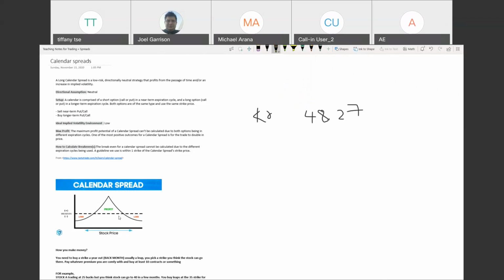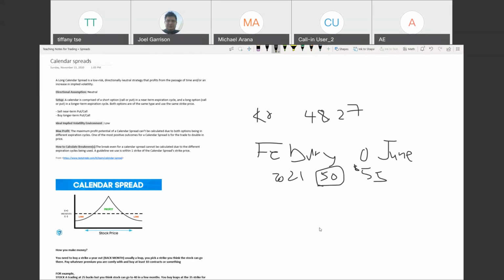You think that Coca-Cola by February or June 2022, Coke will hit $50, okay? Or $55, basically, if you are getting risky. But this is near $48, okay? So what you do, you are thinking, okay, I'm going to buy the June.